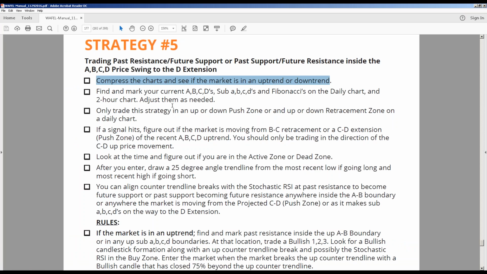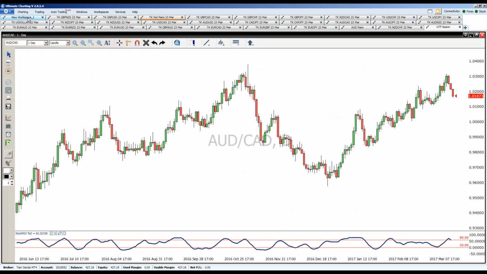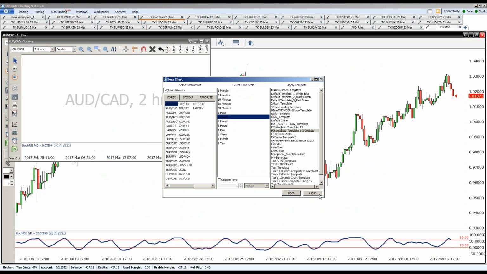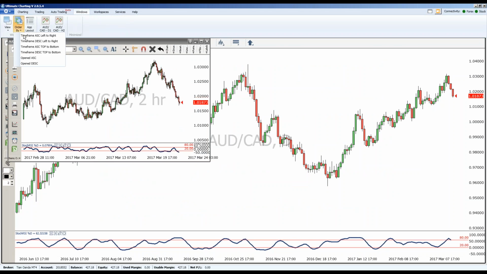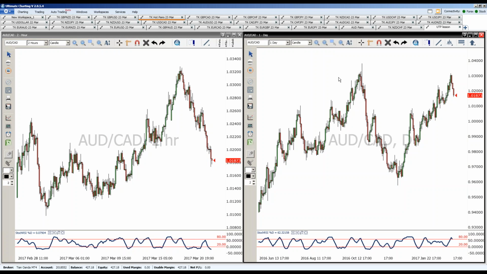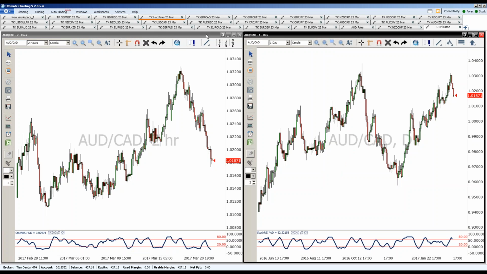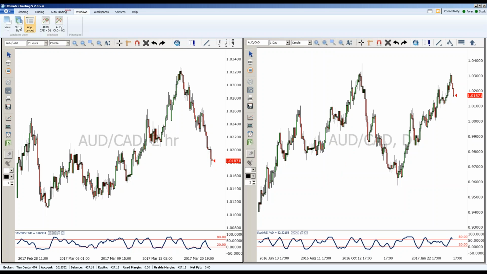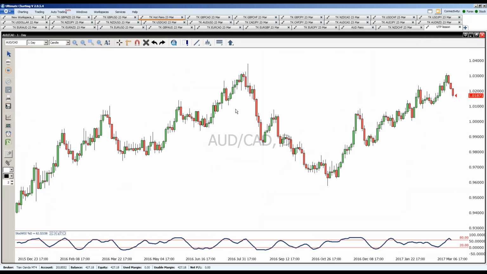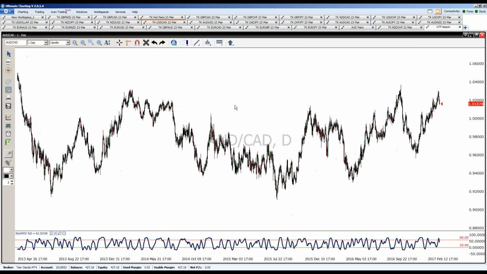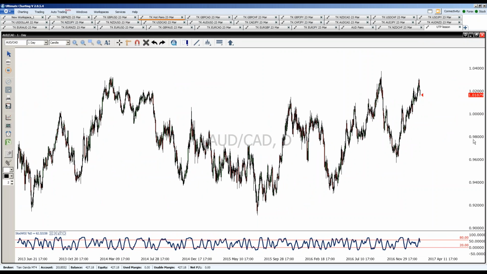Then find and mark your current ABCDs, sub-ABCDs and Fibonacci's on the daily chart and the 2-hour chart. So what I'm going to do is open up a daily and a 2-hour. There we go. So there's a daily chart on the right. There's a 2-hour chart on the left. And let's compress. There we go. Compress this chart and let's have a look at the most recent trend.